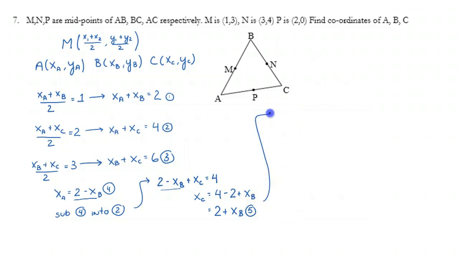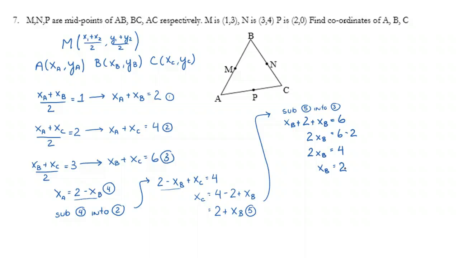And let's actually come right up here. And then I can sub 5 into equation 3. So therefore, we have xc is equal to 2 plus xb. So we can say, in equation 3, xb plus 2 plus xb is equal to 6. So 2xb is equal to 6 minus 2. So 2xb is equal to 4, and xb is equal to 2.